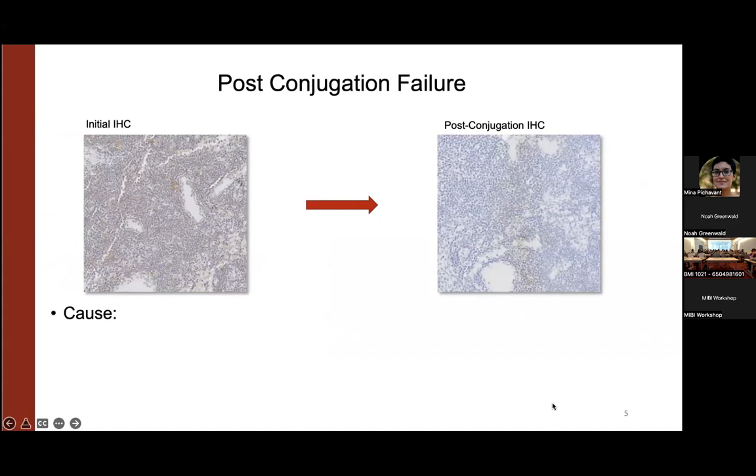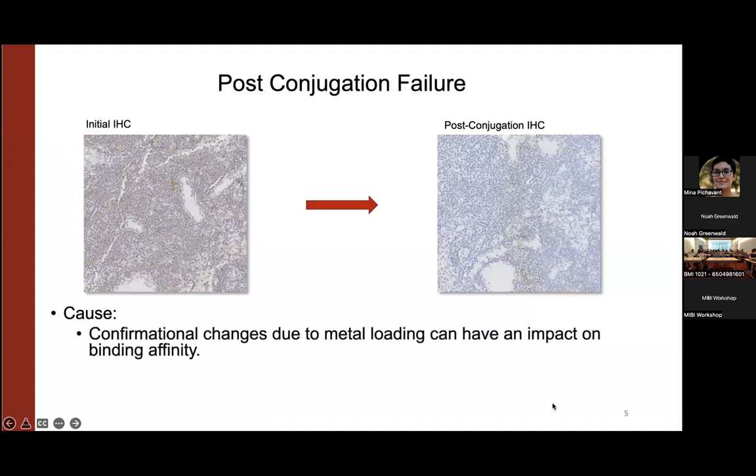I think in asking around the lab, it was actually difficult to find an example of this, but I do want to mention it just in case it does show up for anybody. There can be some sort of conformational change due to the metal loading on the antibody that's having some sort of impact on the binding affinity. This can cause a decrease in the antibody's ability to bind to its target.